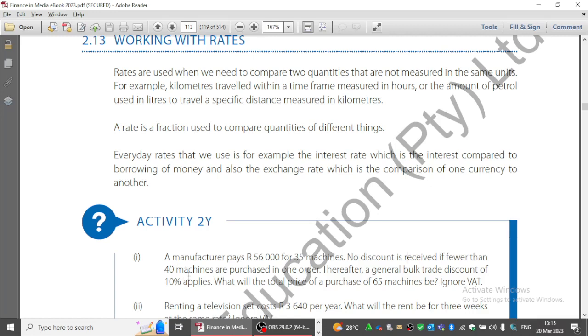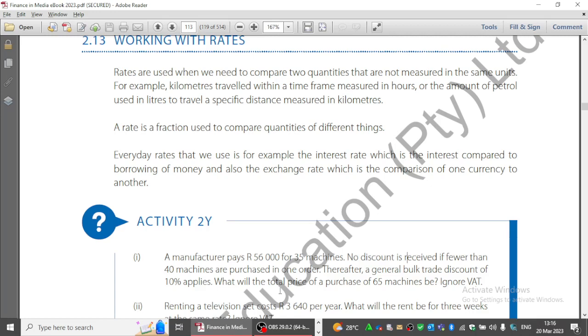So we call this the discount after. The other terminology that is used for this is called the discount after, meaning that there is what we call a markup, to say that we can only give you discount if you get to buy this following item. To say that if you buy more than one item, for every item that is above one, we're gonna give you a certain discount. So this is what this example gets to explain: for each and every machine above 40 that you buy, thereafter you will receive a 10% discount on each and every machine. And then the question says, what will the total price of 65 machines be?